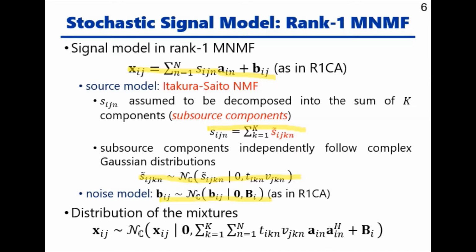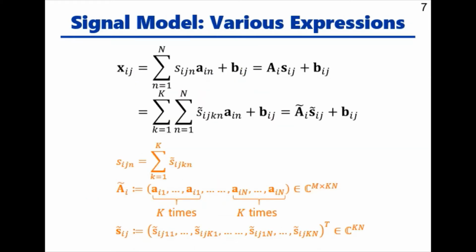By using this model, the distribution of the mixtures is given as shown here, as in the previous slide. This slide summarizes different expressions of the signal model in rank 1 MNMF, which are all equivalent. As in R1CA, the signal model is expressed like this, using the mixing vectors, or like this, using the mixing matrix.